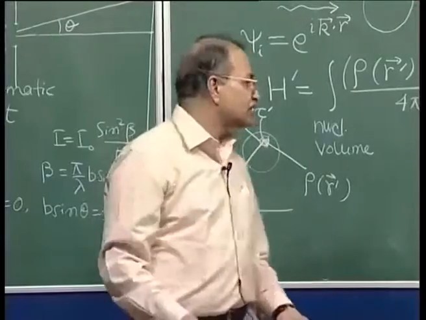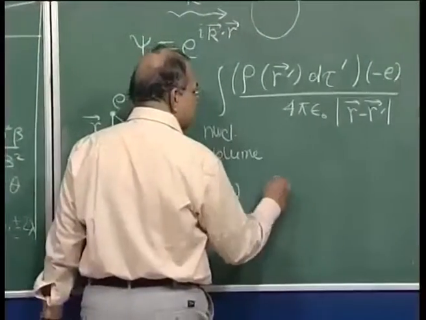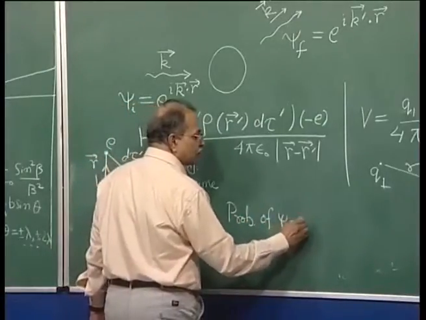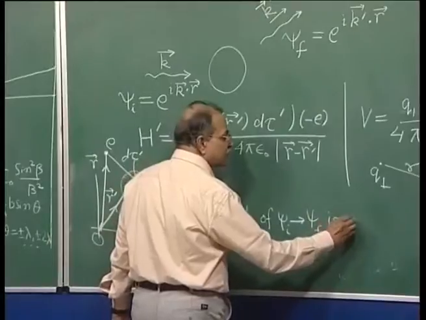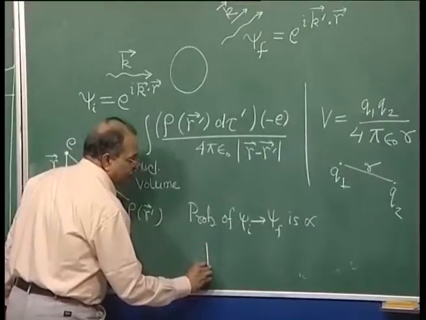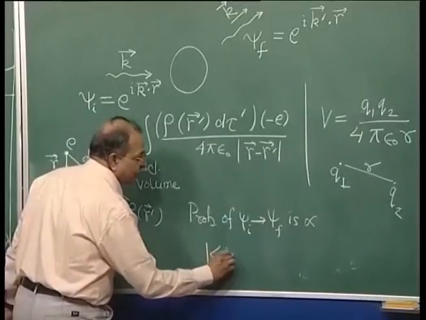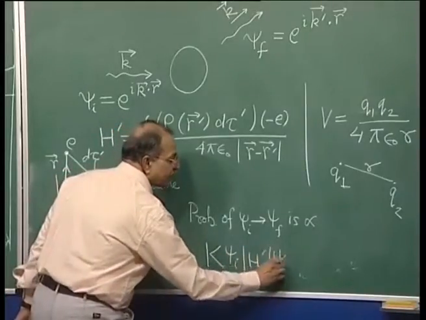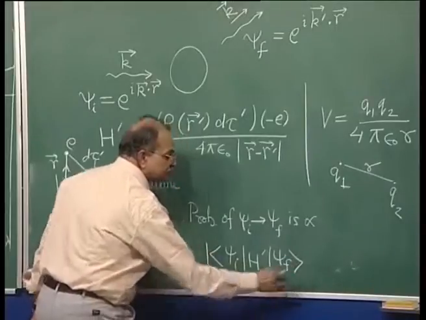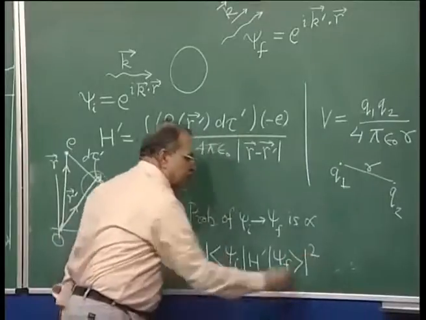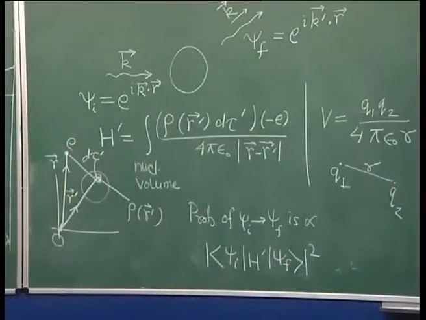Now, the quantum mechanics rules say that this probability of psi i going to psi f is proportional to square of a quantity, which we write as psi i h prime psi f. I will just tell you the meaning. Okay, it is square of this. The probability is proportional to square of this. This is an integration, and let me tell you what is this integration.